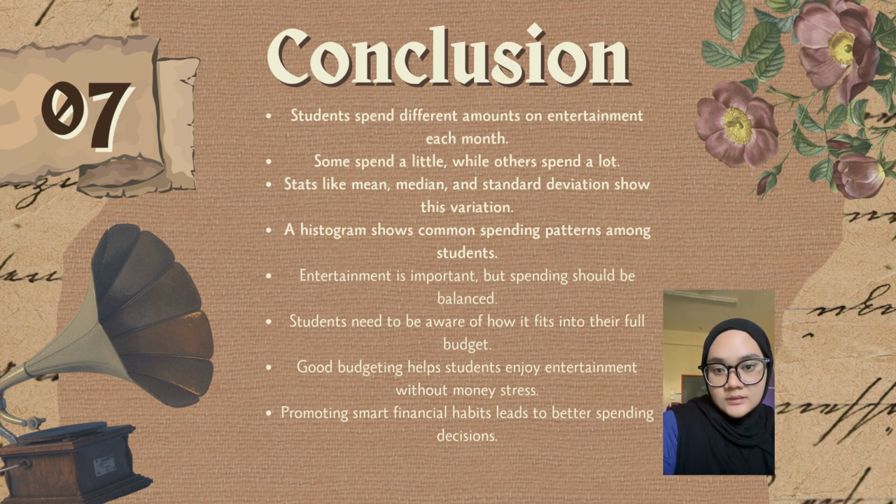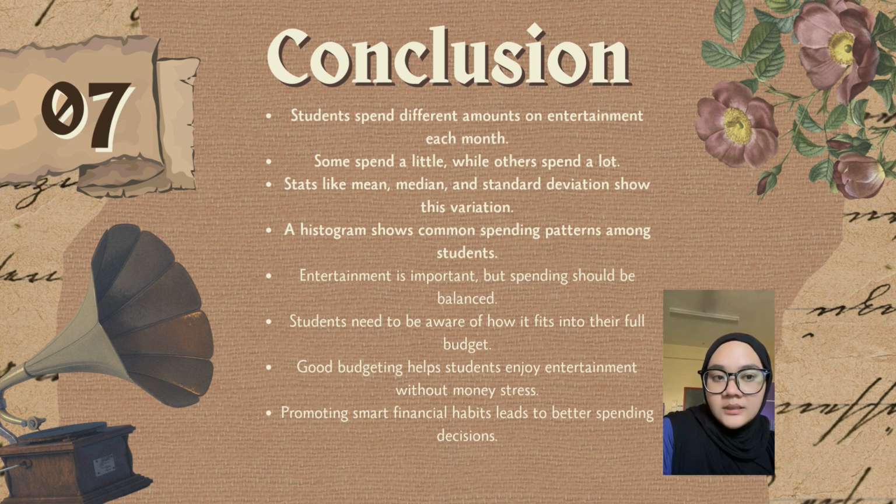The next part is the conclusion. I have 8 conclusions. The first is students spend different amounts on entertainment each month. The second, some spend a little while others spend a lot. Third, statistics like mean, median, and standard deviation show the variation. Fourth, a histogram shows common spending patterns among students.